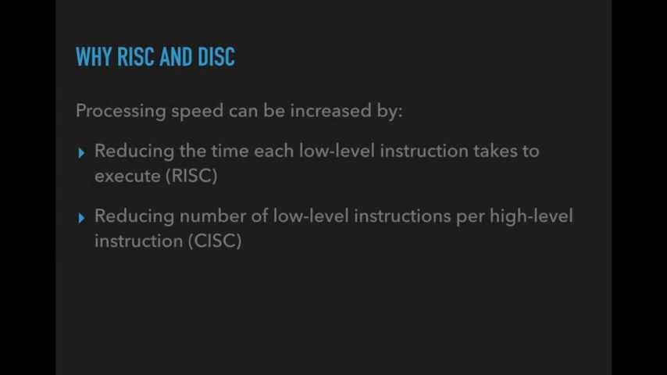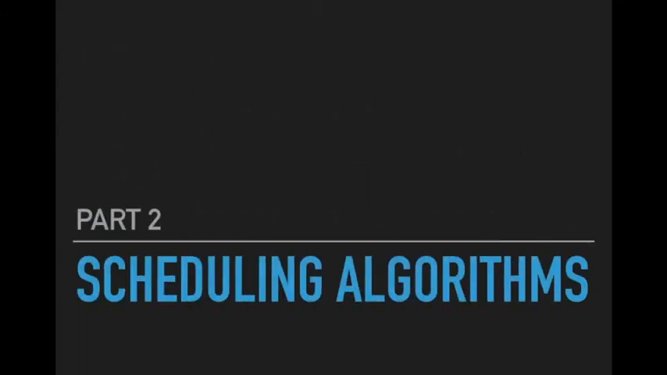This is because a processor's performance can be increased either by making the amount of time required to execute each instruction smaller, or by making the number of instructions lesser. So the RISC focuses on the first one, while the CISC focuses on the second one. Now moving on to the next topic, which is scheduling algorithms.